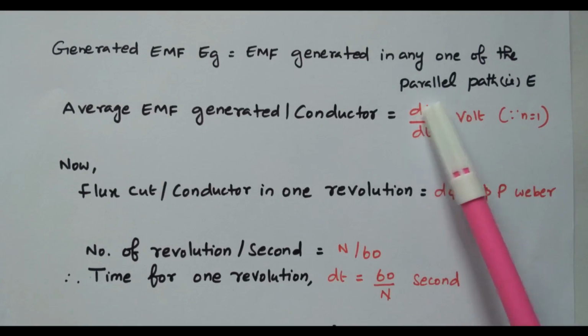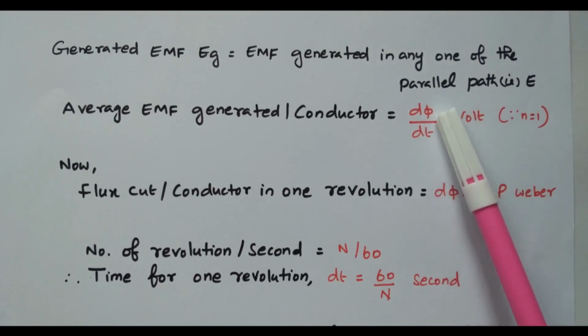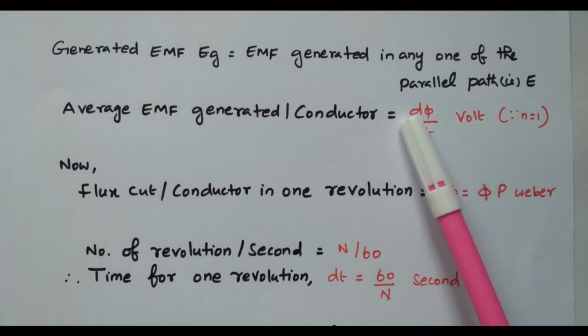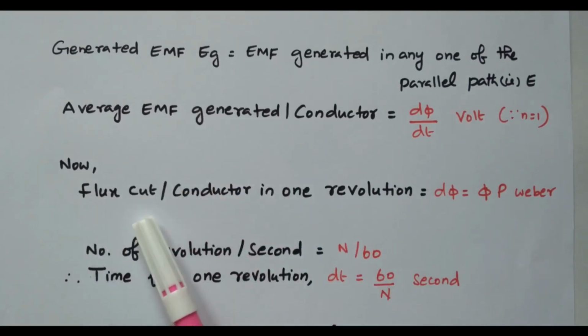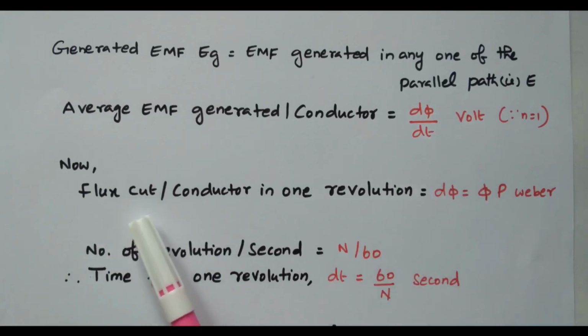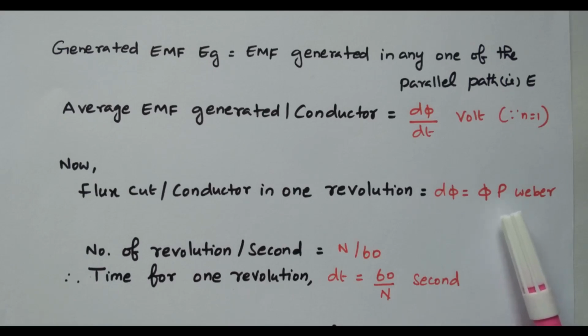Now we'll find what is the value of dΦ and what is the value of dt. What is the flux available, the rate of change of flux, and what is the time taken. If you find these two parameters, we can easily identify the average EMF generated. Now, flux cut per conductor in one revolution. There must be a rate of change of flux, then only the EMF will be induced. So what is the flux cut? The change of flux is dΦ equal to Φ into P, the flux available and the number of poles available in the generator. So Φ into P will give how much flux is cut per conductor in one revolution. So that it is ΦP Weber.